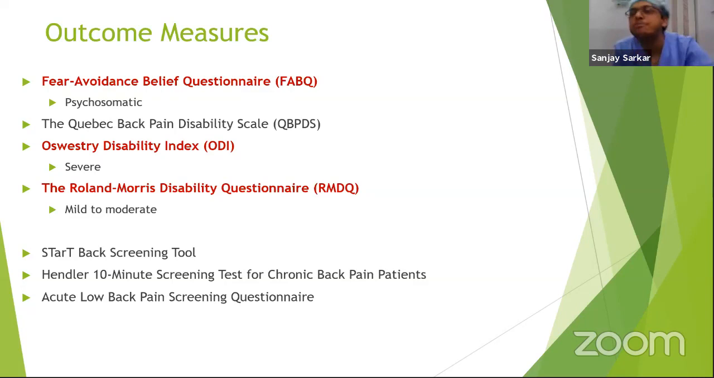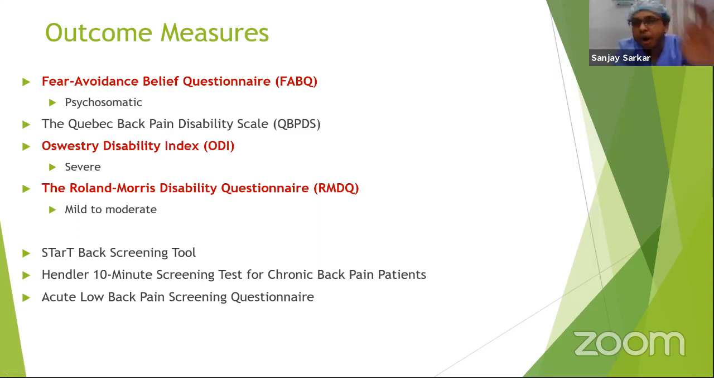Why did I have only these 7? These 7 have the best psychometric properties, meaning the validity and the reliability of these outcome measures are the highest. Of that, I have 4 in one paragraph and these 3 in the second paragraph. These 4 are easy because they are very simple for the patient to understand. That's why these 4 are the most commonly used outcome measures for low back pain globally, period.